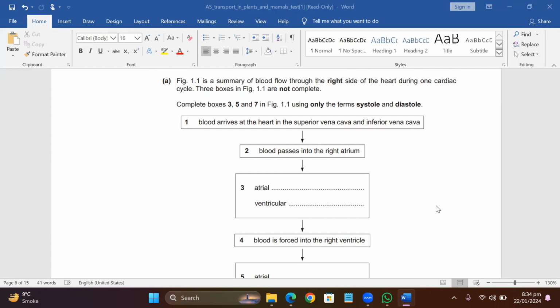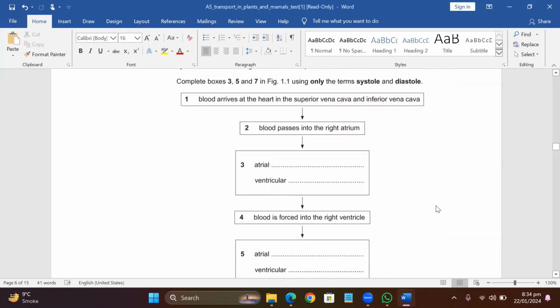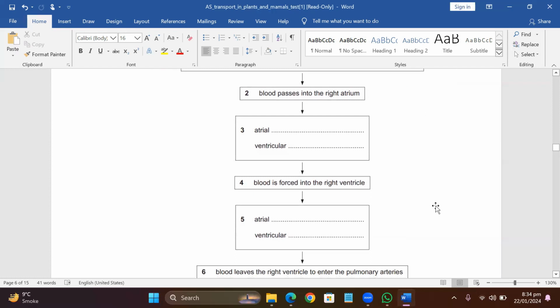Blood arrives at the heart in the superior vena cava and the inferior vena cava. They are the big veins that are pouring the blood, causing the atrial diastole to happen, in which the blood passes. What is number 2 point? The blood passes into the right atrium. Okay, and then what will happen at this point when the blood is filled up in the right atrium? Now, what's next? The atrial dash and ventricular dash.